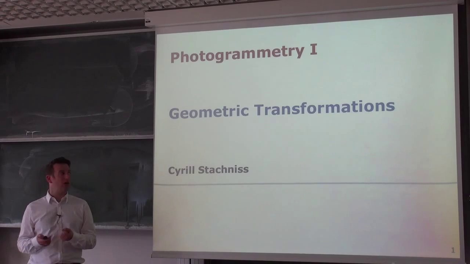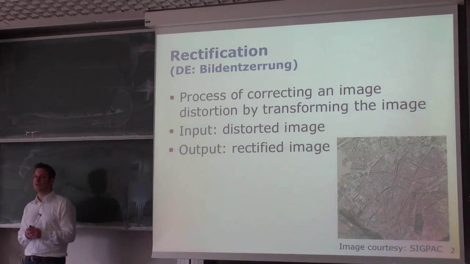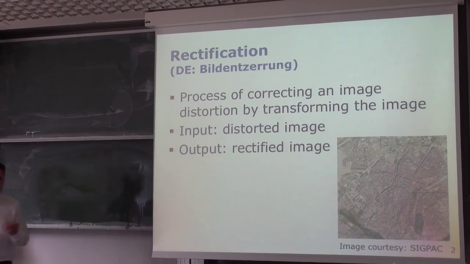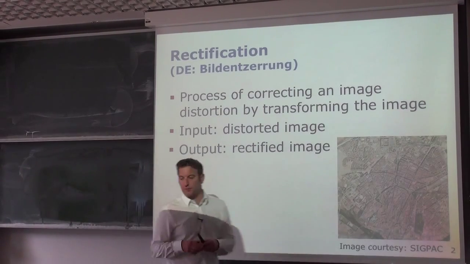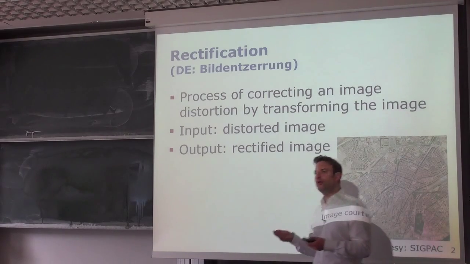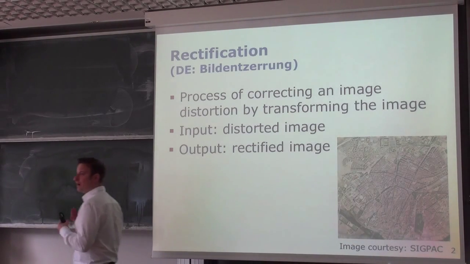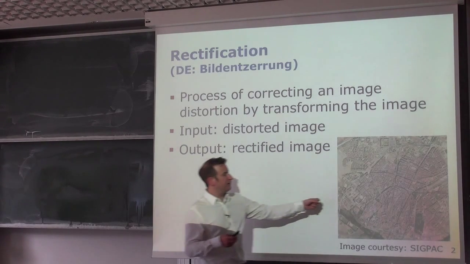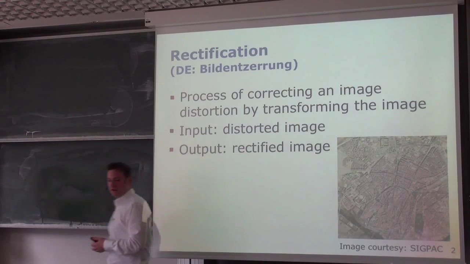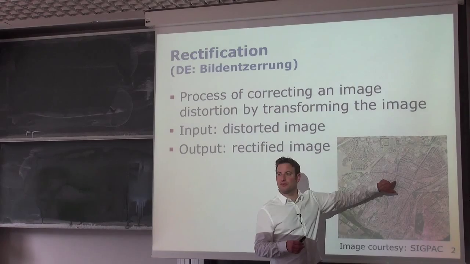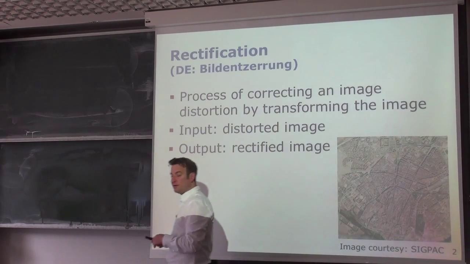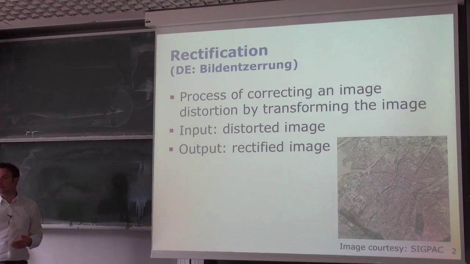But first of all, let's check why this makes sense, or why we might be interested in transformations between images. So one of the things is rectification, or Bildentzerrung in German. This is a process where I have an image which, due to the perspective projection of the camera, as we've seen, is distorted. What I want to do is map this back so that it better reflects reality. So what you have here, for example, is an aerial image which is corrected in a specific way so that I can actually take measurements in those images. So that a distance over here corresponds to the same distance over here and maps to a certain distance in reality.